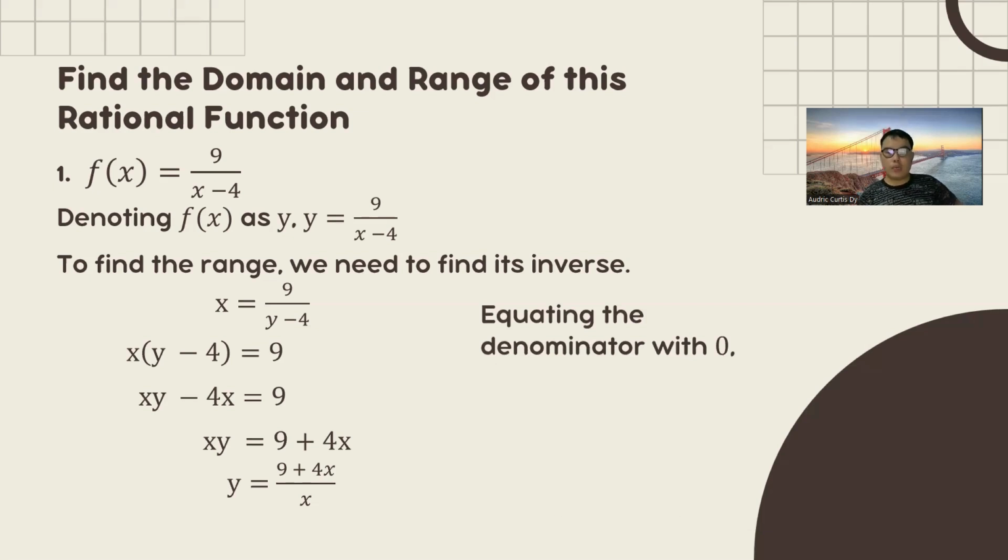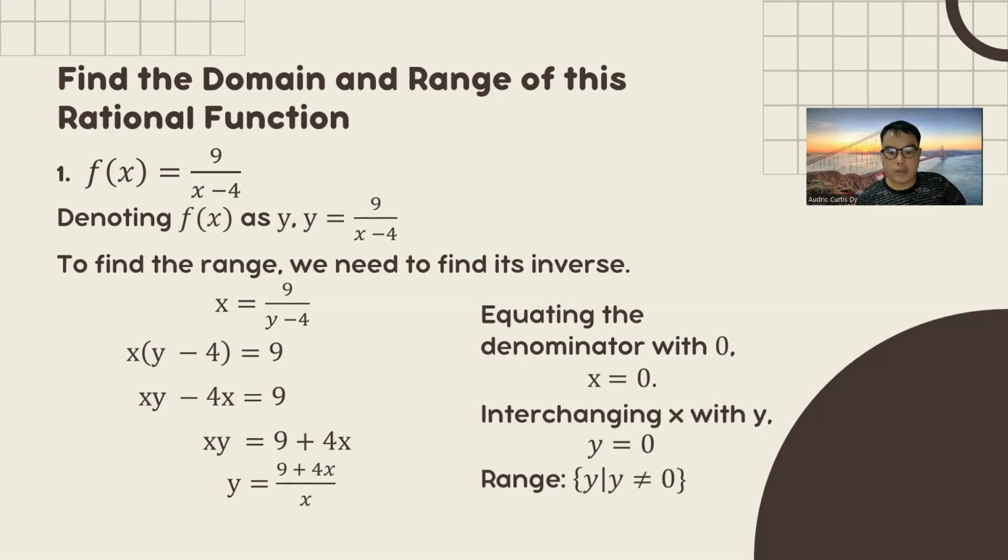Now we're going to equate the denominator with 0, so x is equal to 0. We interchange x with y, so therefore y is equal to 0. Therefore, the range is all real numbers except 0. It means 0 cannot be a value of y. Any value except 0. y is not equal to 0.